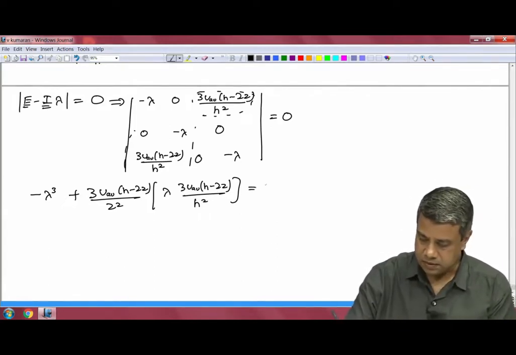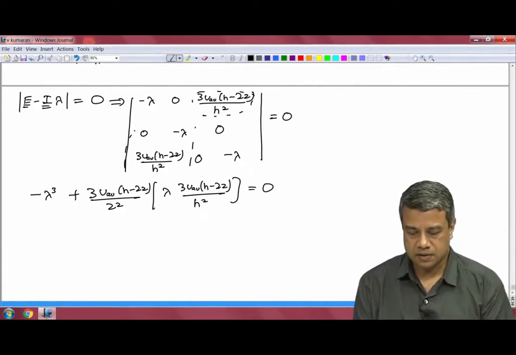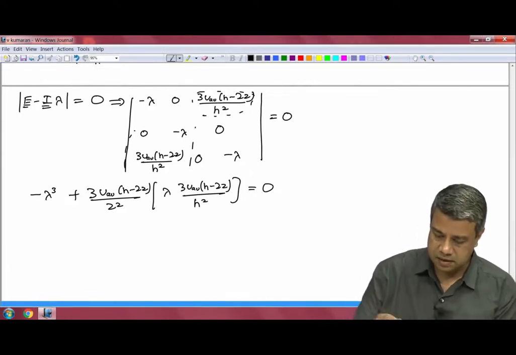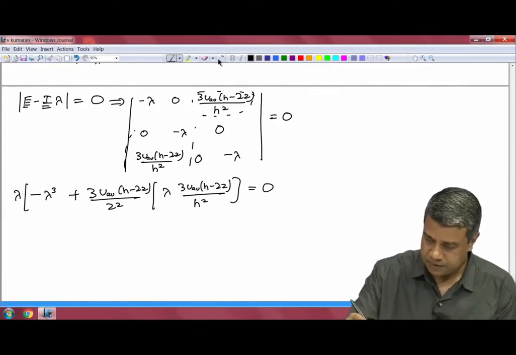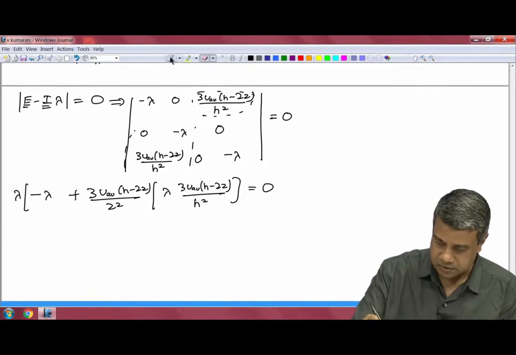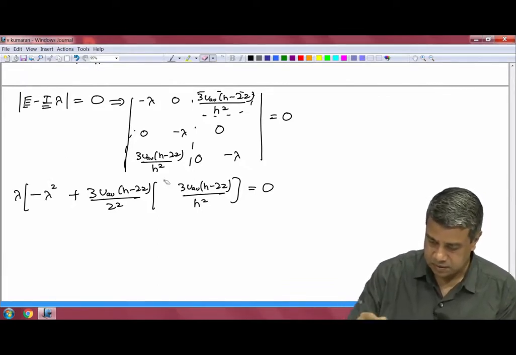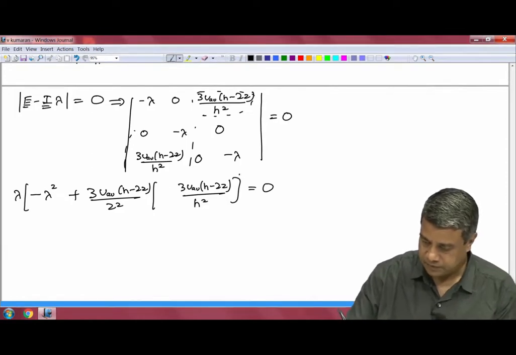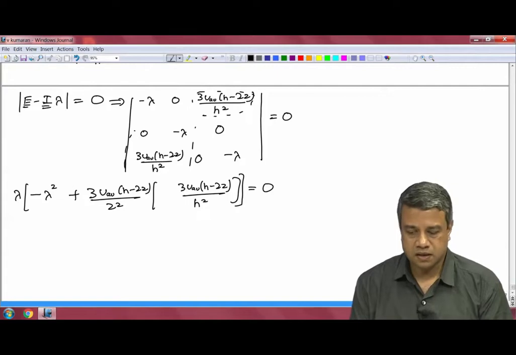This has got to be equal to 0. And as you can see, this entire equation is multiplied by lambda, so I can take that out as a common factor. So, this becomes lambda square and this lambda has been taken out. So, this whole thing is equal to 0 and I get 3 solutions.